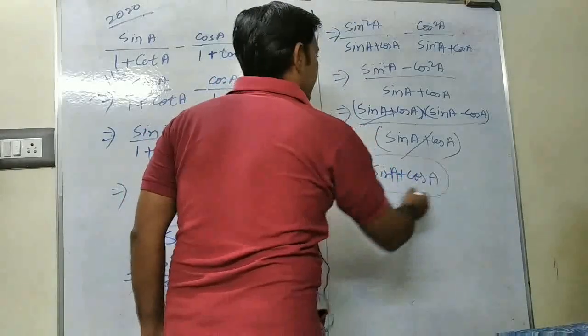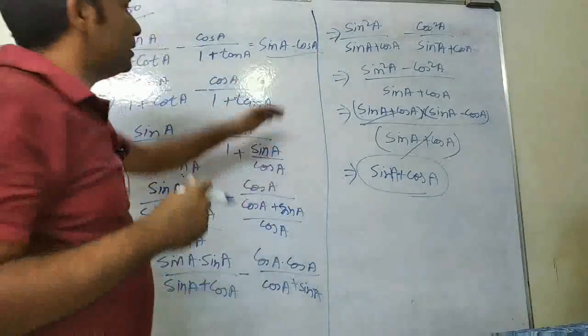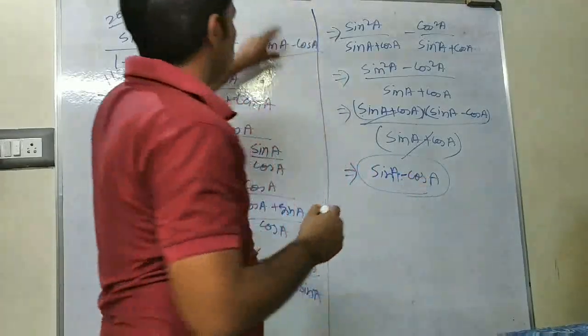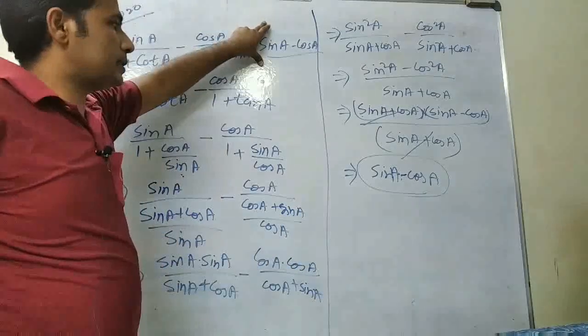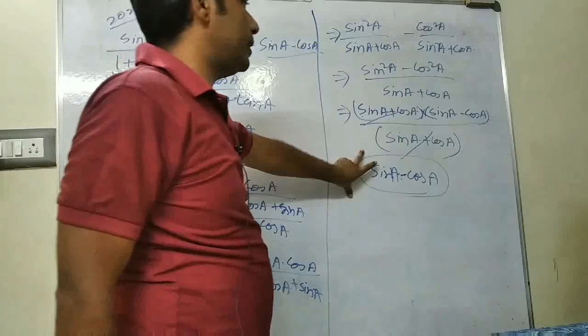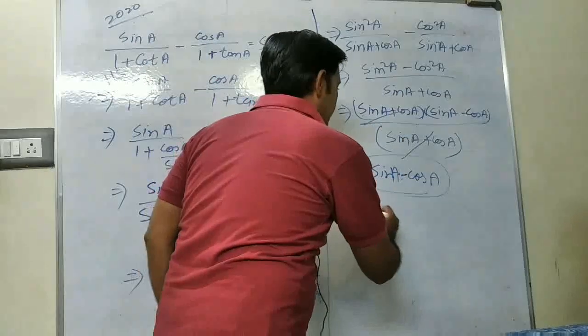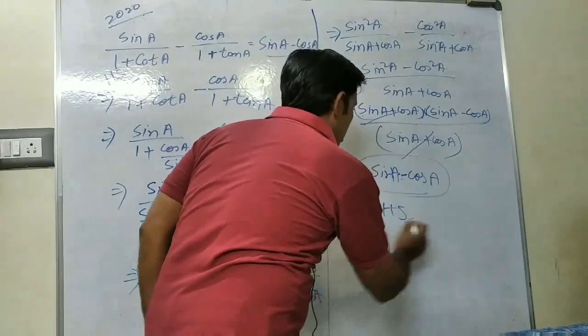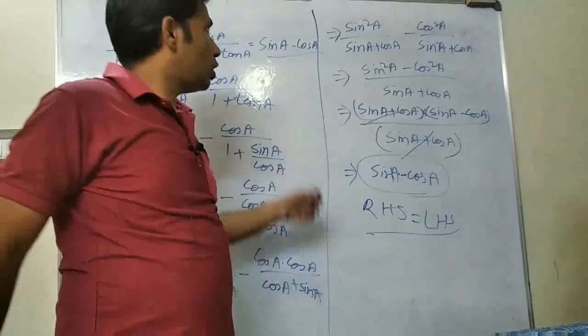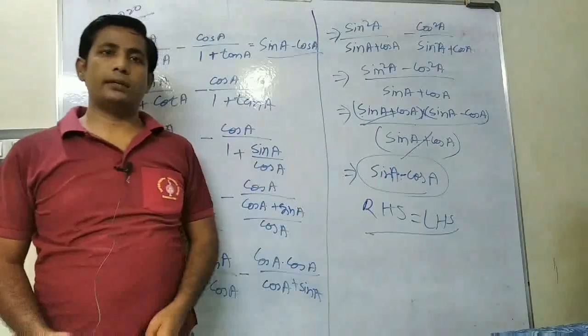What we have got here, as the RHS we are seeing here, sin A minus cos A. So what we are seeing here, that sin A minus cos A we have already derived here, so it is equal to the RHS. So LHS is equal to RHS is proved. So now we will go for the next question.